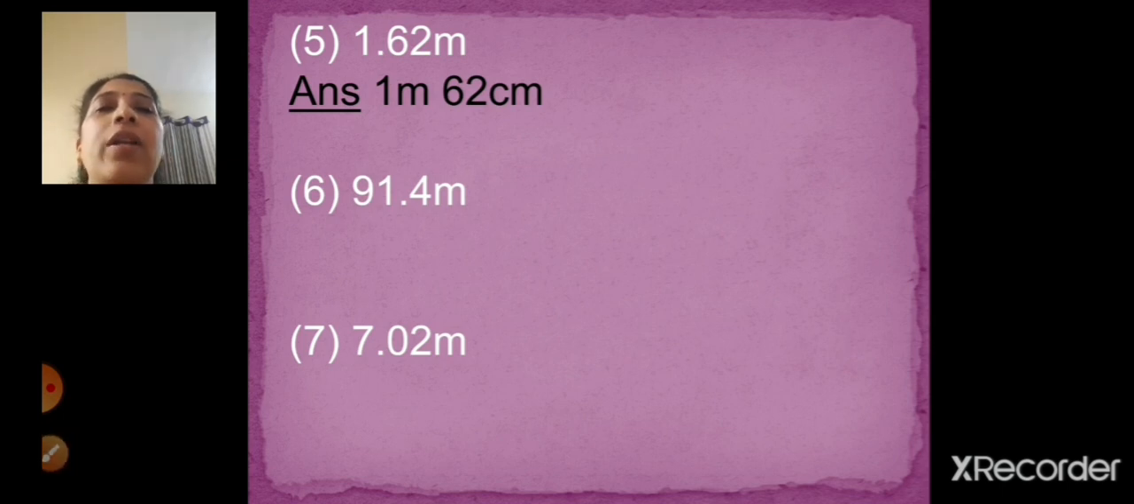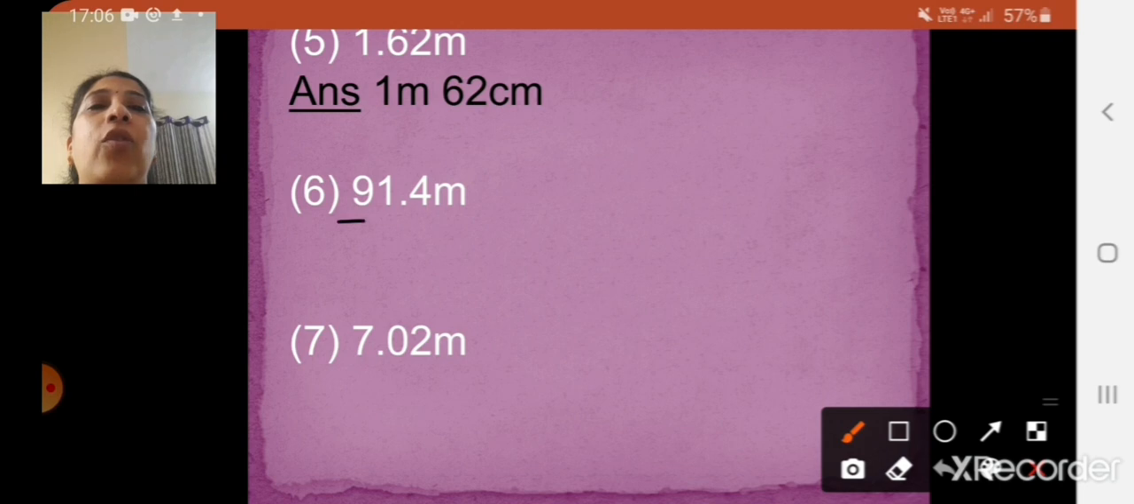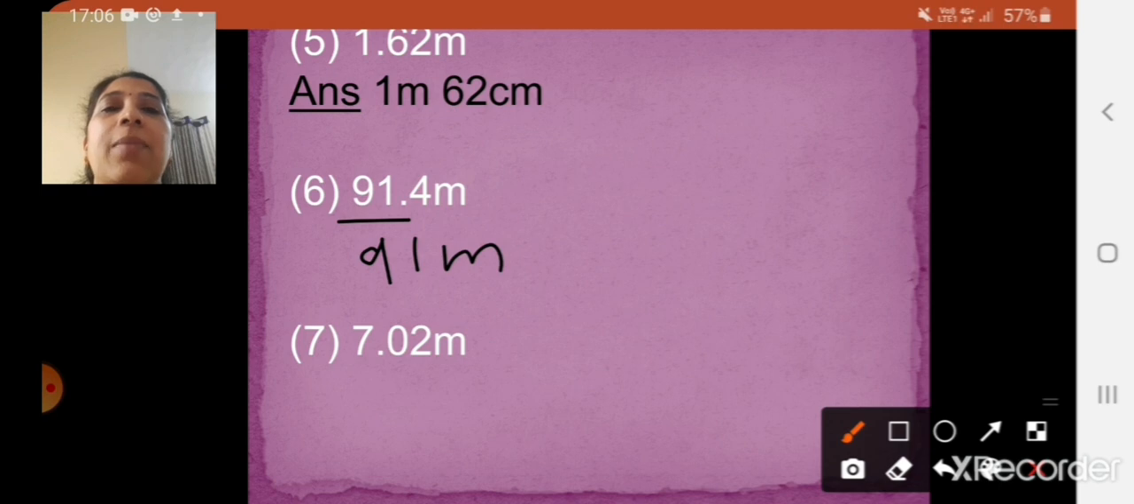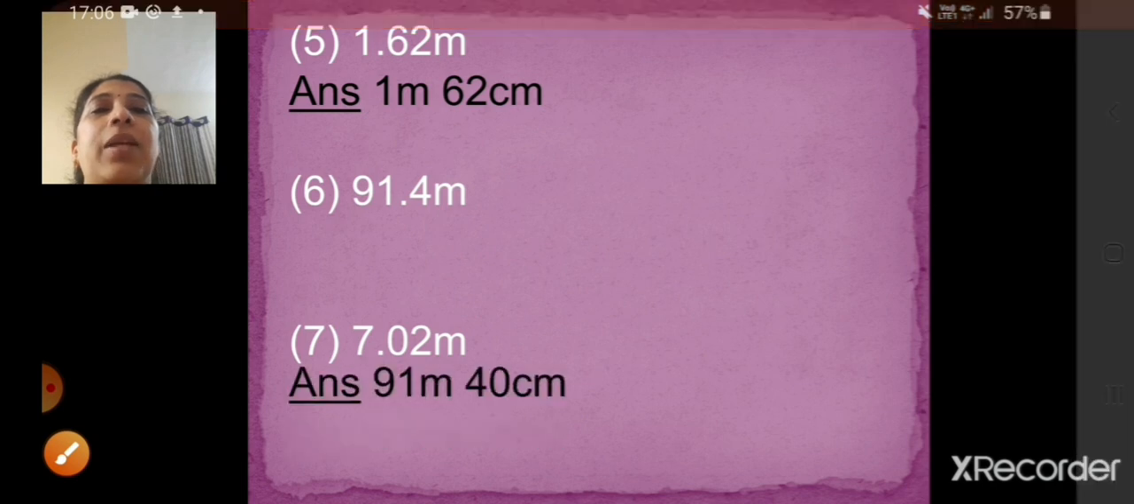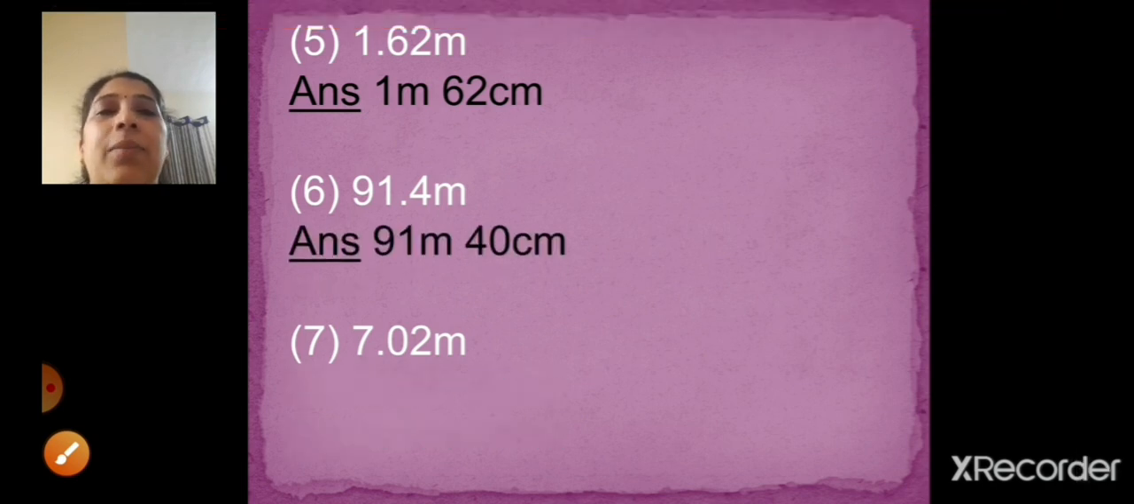Now 91.4 meter. Now again before the decimal point it will be meter. So 91 meter, and after the decimal point it is 4 centimeter. So you will write it as 40 centimeter. Don't write it as 4 centimeter, because if you write 4 centimeter, that means your question should have been 91.04. But what is given in the question? 0.4, right? So 0.4 means 40 centimeter. So your answer will be 91 meter 40 centimeter.